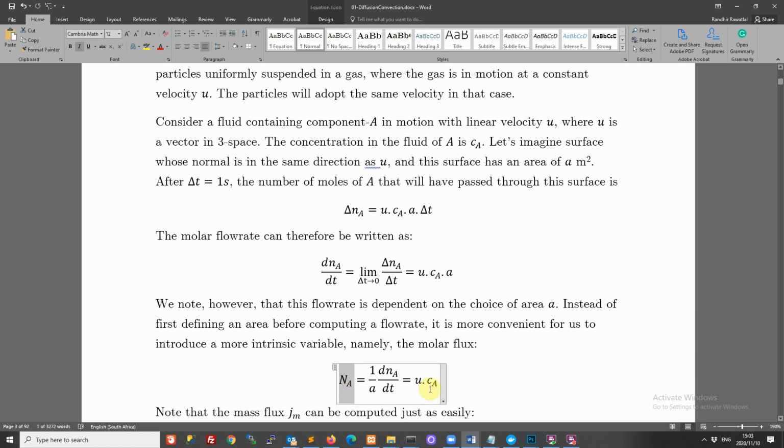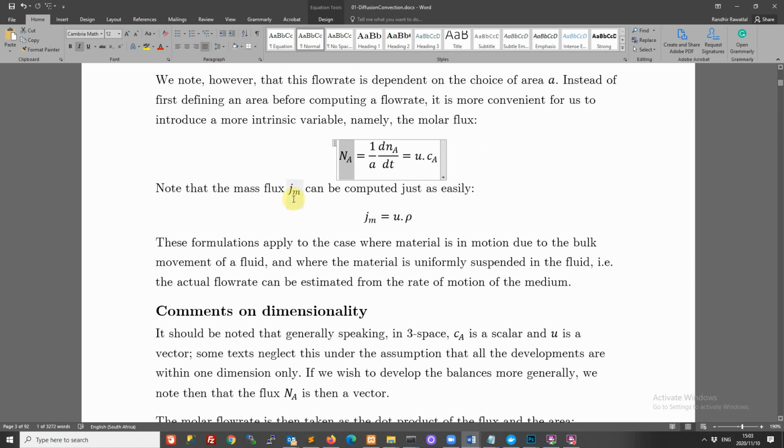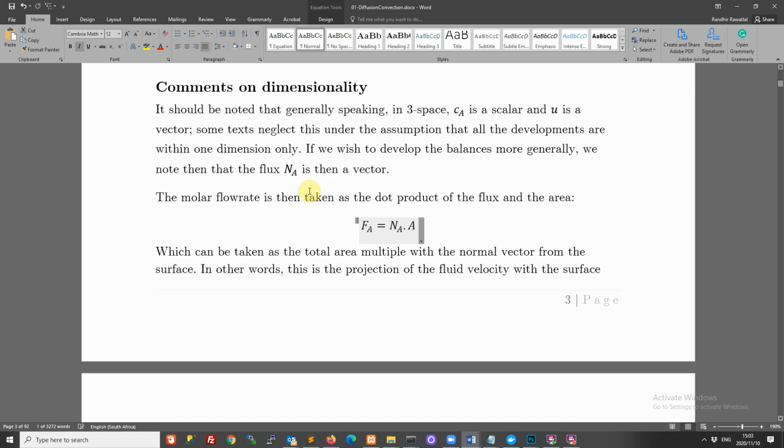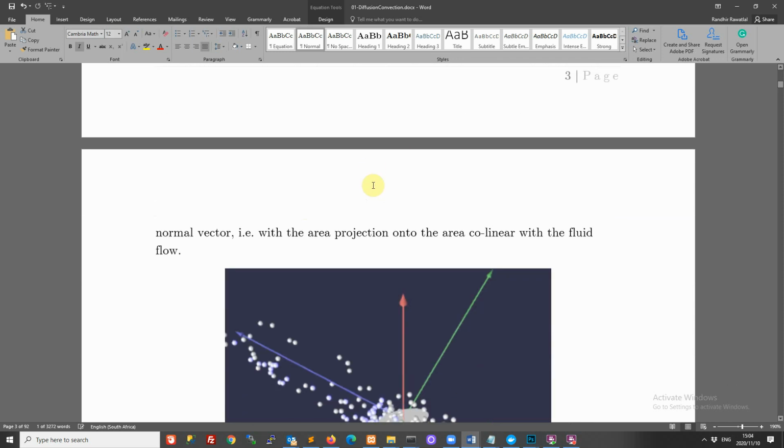And this is, of course, on a molar basis. This is the so-called molar flux. We can equivalently estimate the mass flux. So instead of moles per second per meter squared, we can have kilograms per second per meter squared if instead of the concentration, we use the density. So the velocity times the density is the mass flux. Now, taking this concept further, we can, of course, say that the molar flow rate is the molar flux multiplied by the area. That's what we just said.